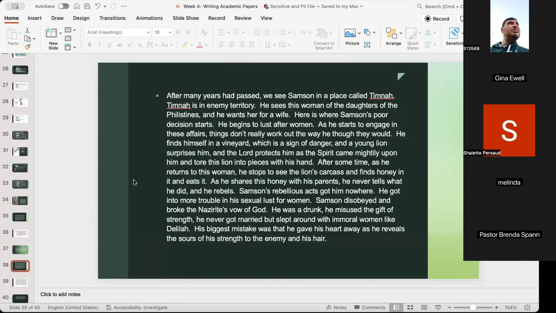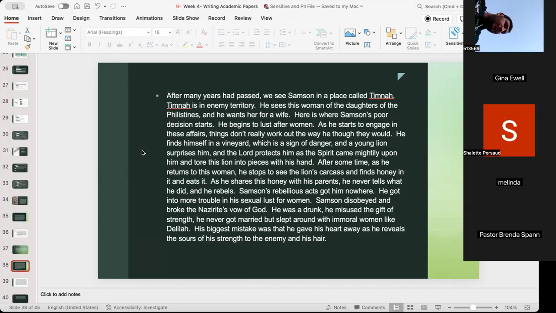Well, after many years had passed, we see Samson in a place called Timnah. Timnah is in enemy territory. He sees this woman of the daughters of the Philistines, and he wants her for a wife. Here is where Samson's poor decision starts. He begins to lust after women. As he starts to engage in these affairs, things don't really work out the way he thought they would.